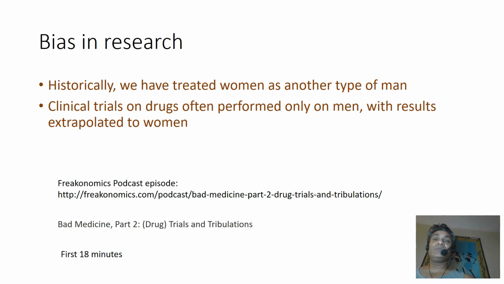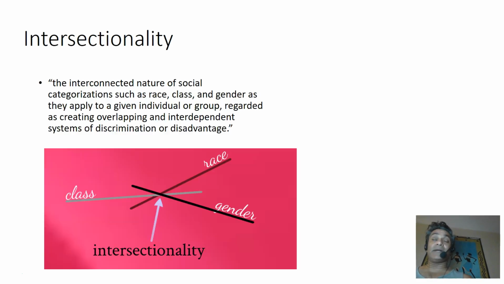I would ask you to listen to the Freakonomics podcast episode called Bad Medicine Part 2, Drug Trials and Tribulations. The link is right here on the slide. The first 18 minutes talks about historical biases, gender and sex biases in clinical drug trials. It's eye-opening. Now I want to talk a little bit about this thing called intersectionality.